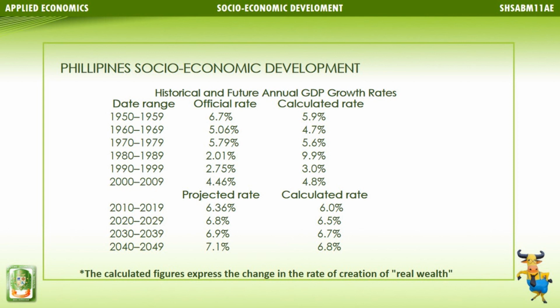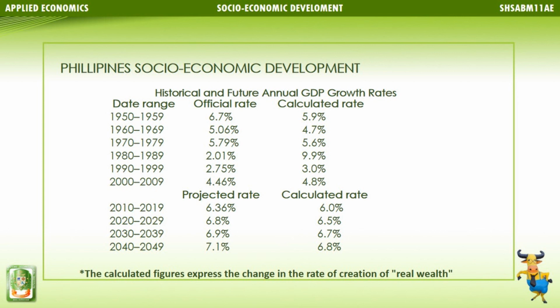Historical and future annual GDP growth rates. 1950 to 1959, official rate 6.7%, calculated rate 5.9%. 1960 to 1969, official rate 5.06%, calculated rate 4.7%. 1970 to 1979, official rate 5.79%, calculated rate 5.6%. 1980 to 1989, official rate is 2.01%, calculated rate is 9.9%. 1990 to 1999, 2.75% is the official rate, calculated rate is 3%.